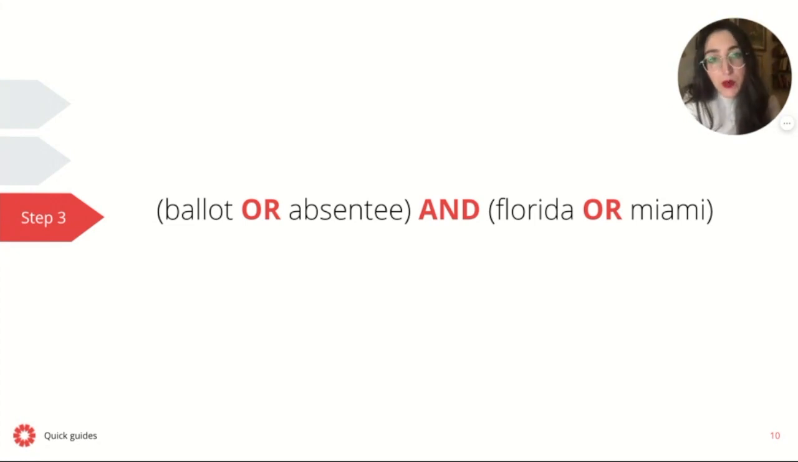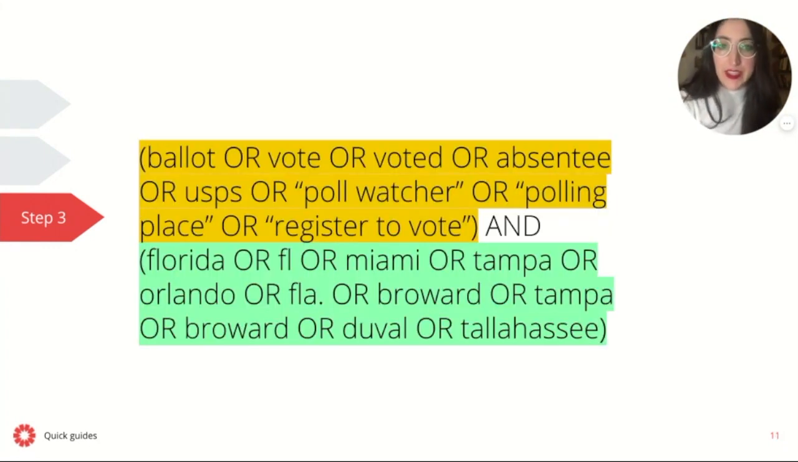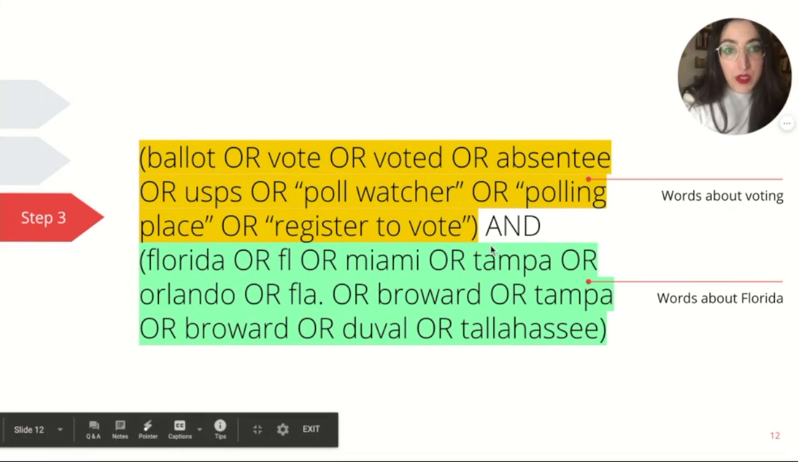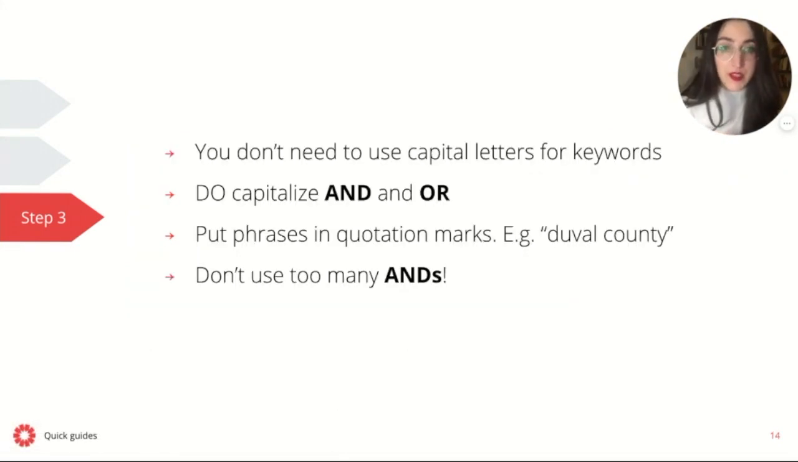You can combine OR and AND statements. So in this example, we're telling Twitter that we want to see every tweet that includes one of these words about ballots and also includes one of these words about Florida. Here's a more complicated example. Now, don't be intimidated. Really, this is just one group of words about voting and one group of words about Florida.